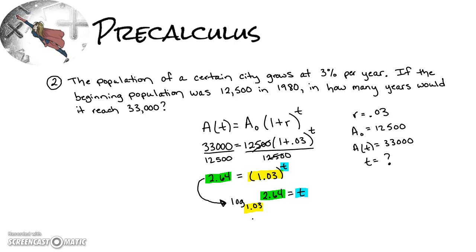And I get 32.84 equals t. And in this problem, time was years. So it's going to take 32.84 years before the population reaches a grand total of 33,000 people.